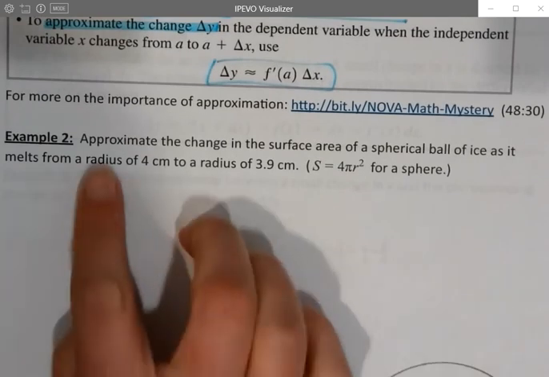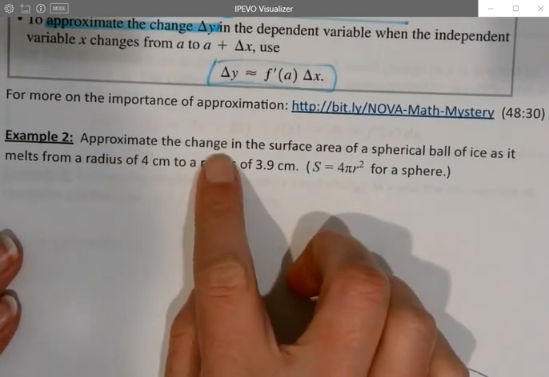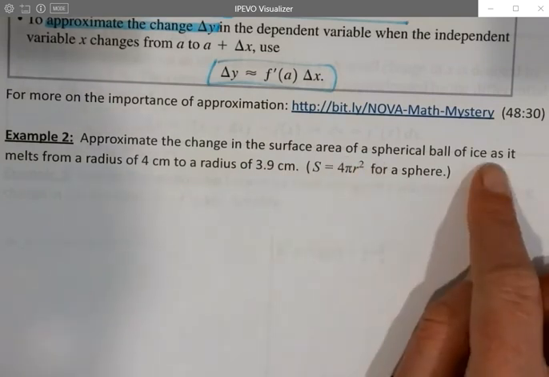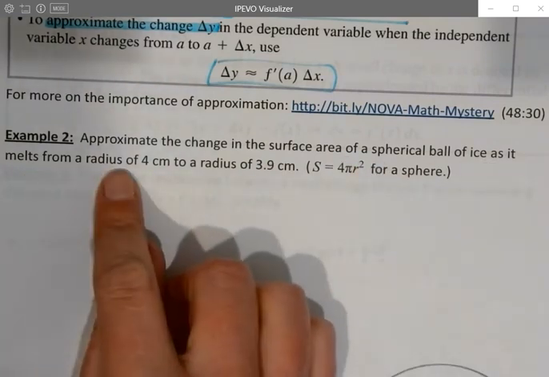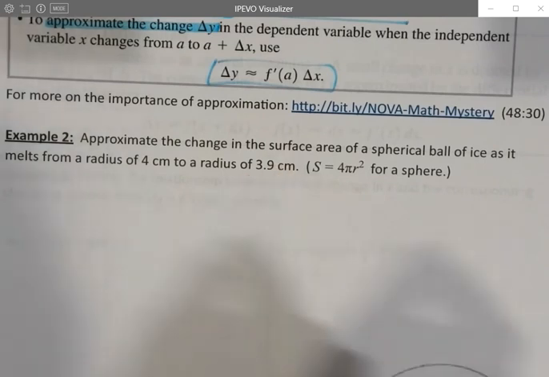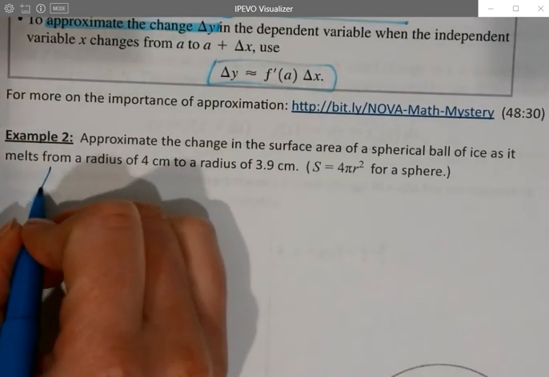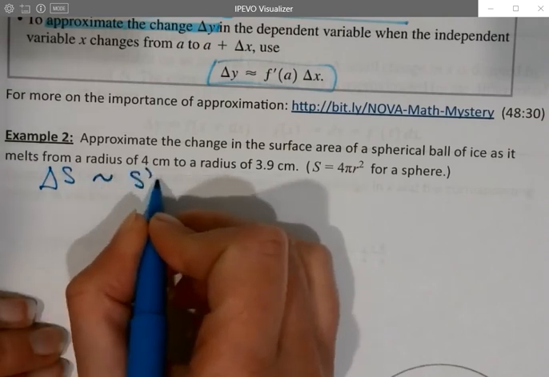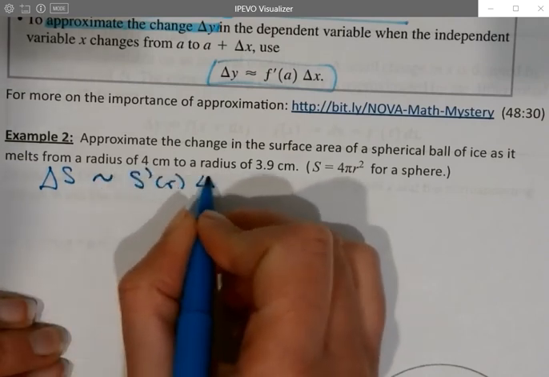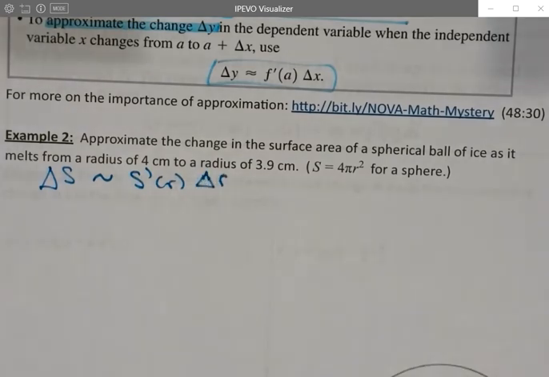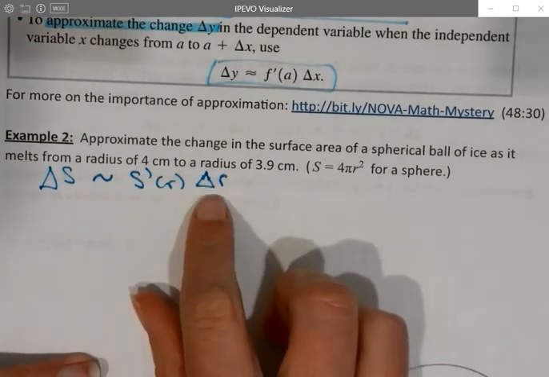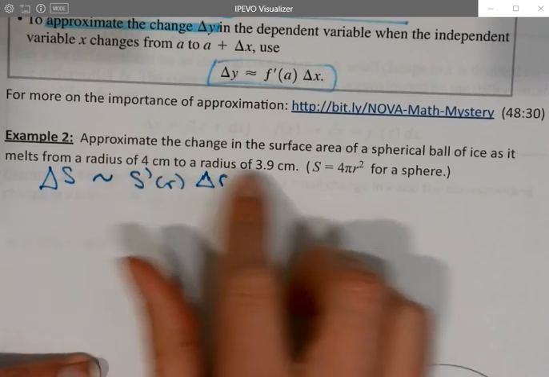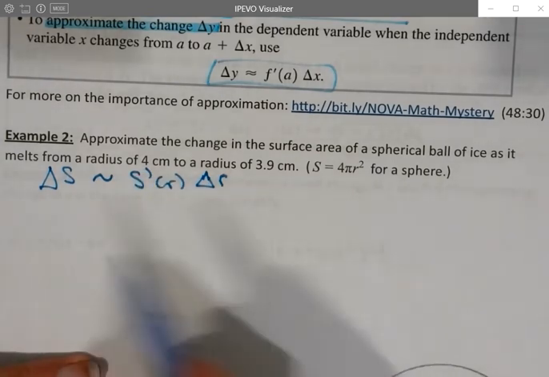Let's take a look at example 2. Approximating the change in the surface area of a spherical ball of ice as it melts from a radius of 4 centimeters to a radius of 3.9 centimeters. I want to approximate the change in surface area, so my goal is to figure out delta S. Delta S is going to be approximately S prime of r times delta r. I can calculate the derivative, and I can calculate the change in r by looking at the two radius values. Let's get the derivative first.